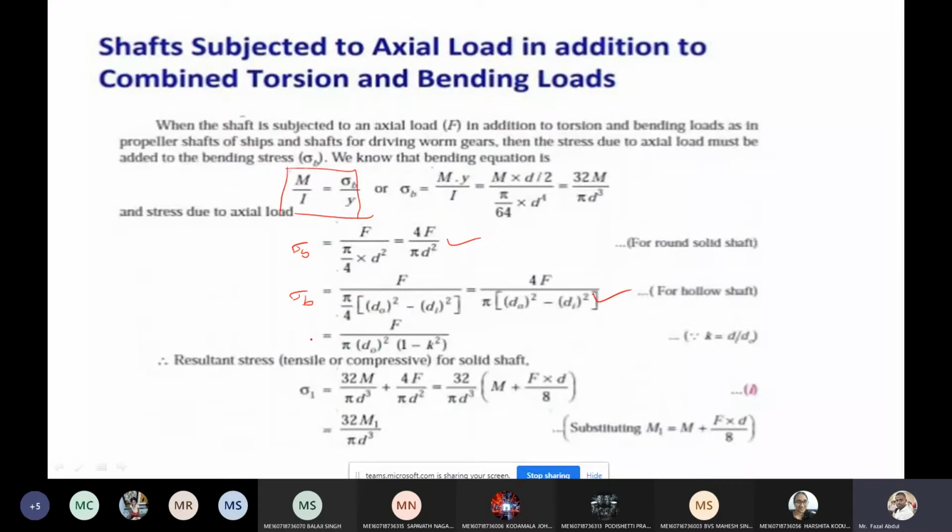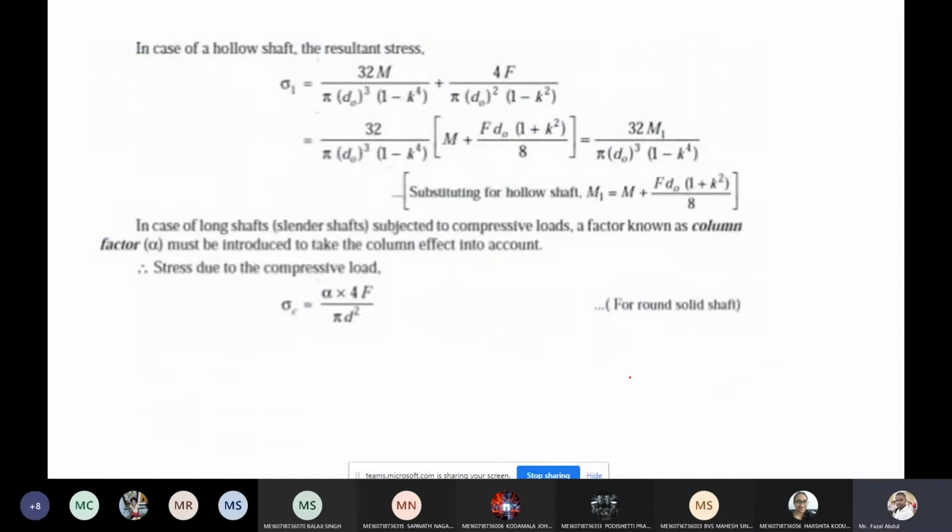Now, in addition, axial load is applied here. So what is the total resultant stress? This is the bending stress and this is the axial stress. We add these two and we get the resultant tensile or compressive stress for the shaft. This equation is for the solid shaft, and this equation is for the hollow shaft.